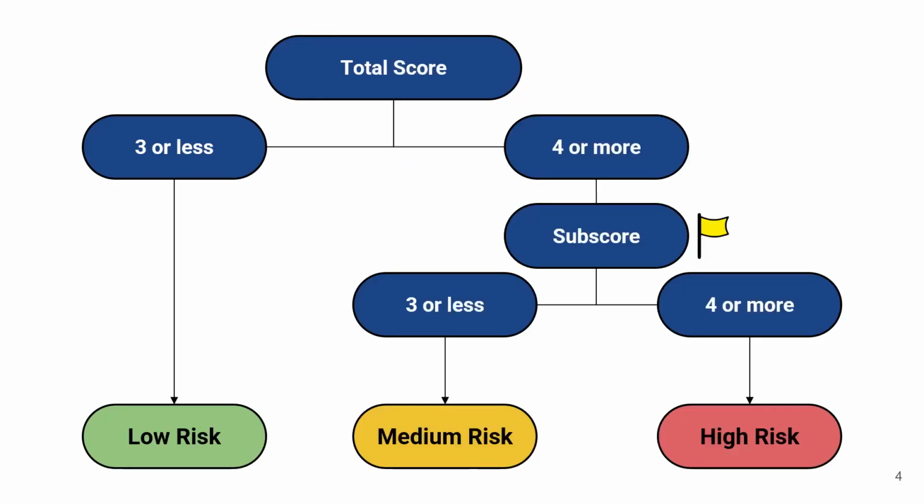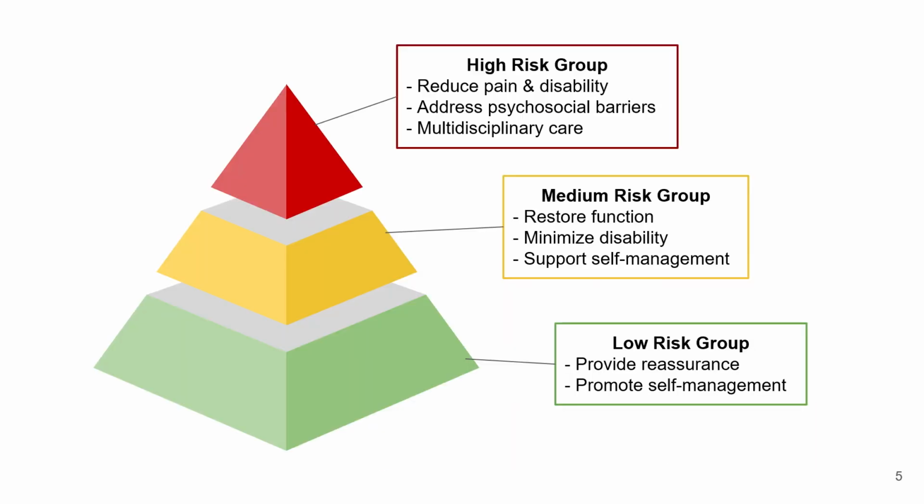The tool is scored by first assessing the total score, which differentiates between low and medium-high risk groups. If the total score is 4 or more, the psychological subscore is then used to differentiate between the medium and high risk groups. These risk groups are then used to stratify patients and inform treatment decisions.